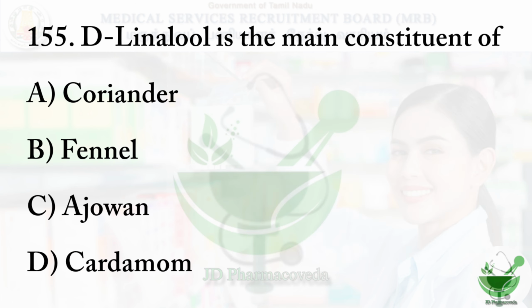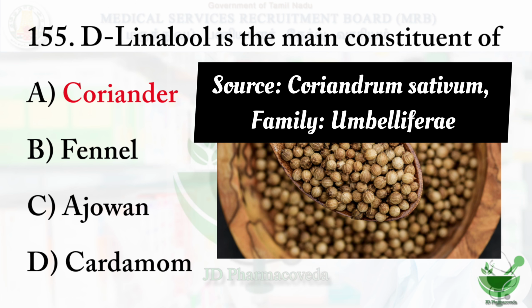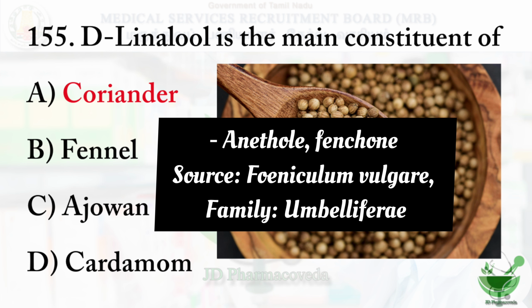Then question number 155. D-linalool is the main constituent of: option A, coriander; option B, fennel; option C, ajowan; option D, cardamom. So the right option is option A, coriander. In this type of question, let's learn about its botanical source and family also. For coriander, the source is Coriandrum sativum, family Umbelliferae. For fennel, its main constituents are anethole and fenchone. Its botanical source is Foeniculum vulgare and its family is Umbelliferae.